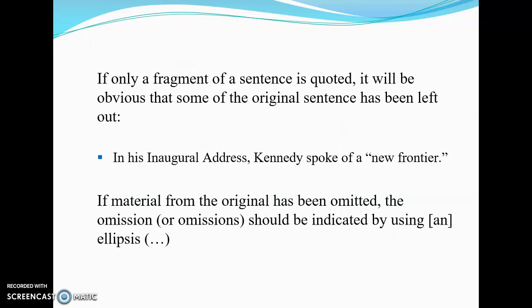If only a fragment of a sentence is quoted, it will be obvious that some of the original text has been left out. For example, in his inaugural address, Kennedy spoke of a new frontier. If material from the original has been omitted, the omission should be indicated by using an ellipsis. That is 3 dots.